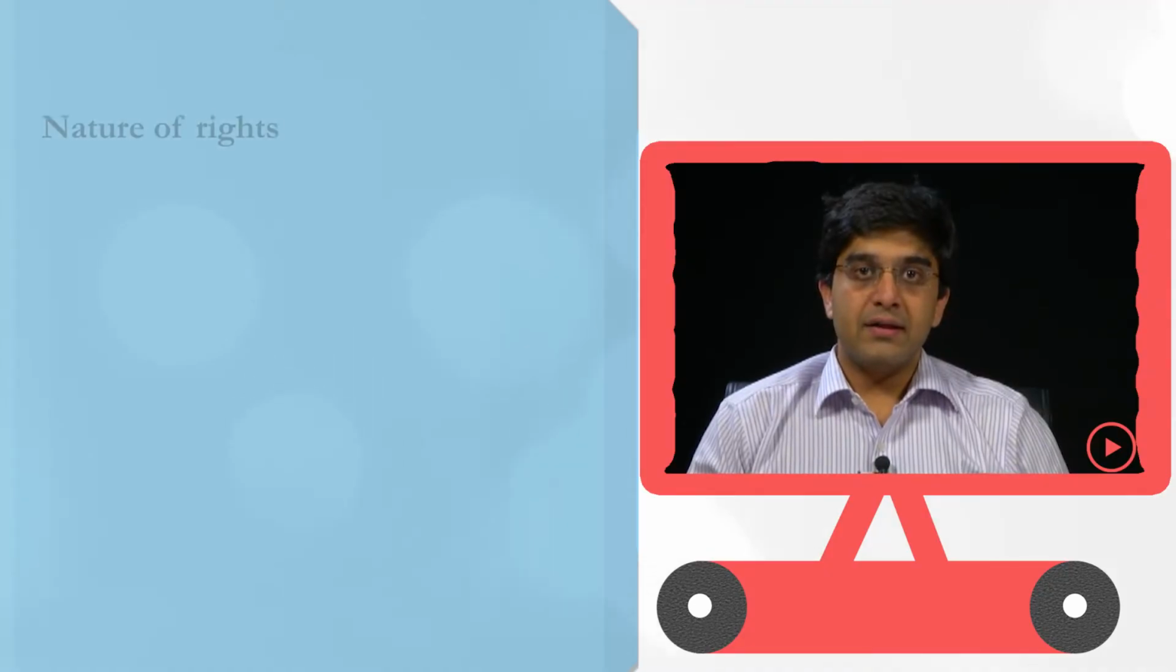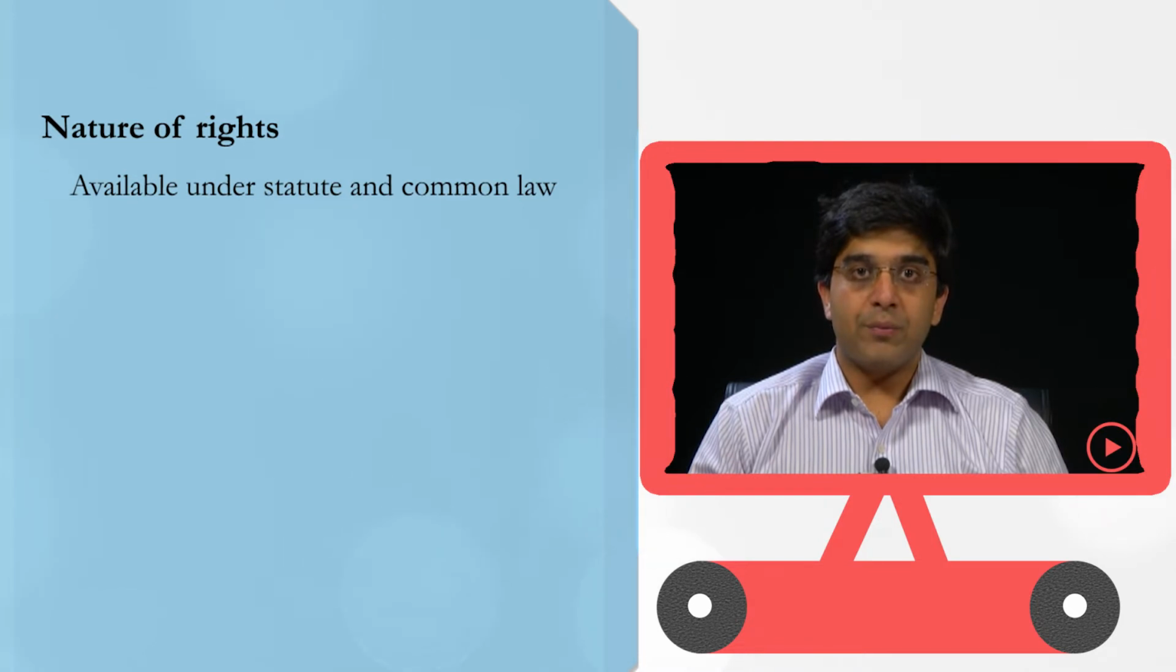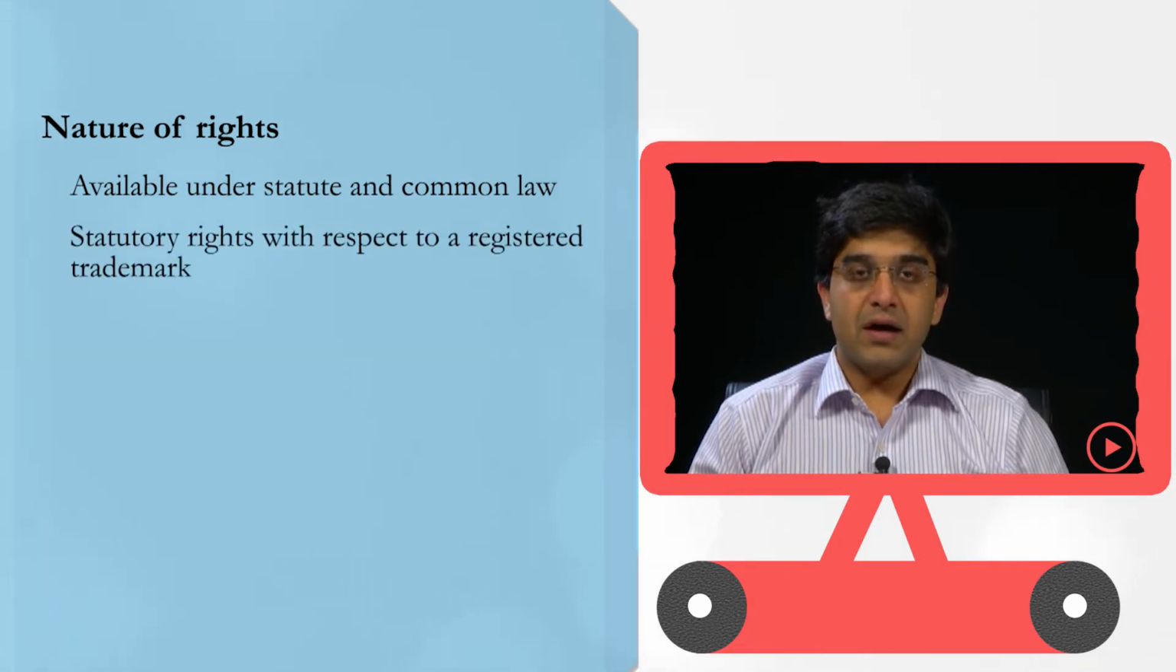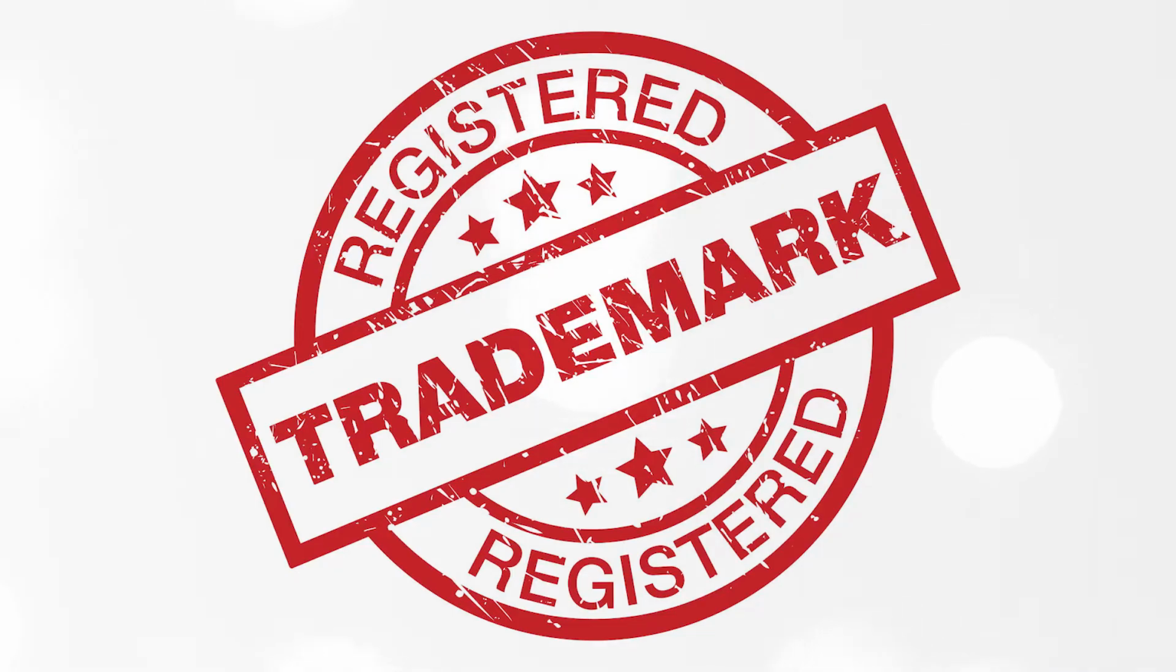Let's begin. First, let's understand the nature of the rights that are available under a trademark. Rights are available to a trademark proprietor both under the statute and under common law. Statutory rights are available only with respect to registered trademarks. The Trademarks Act provides a detailed procedure for the registration of marks, and if a trademark is granted by the trademark registry, then the proprietor of such a registered trademark is entitled to certain rights under the statute.